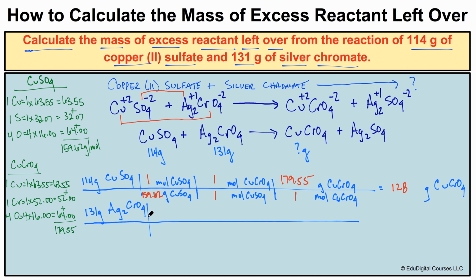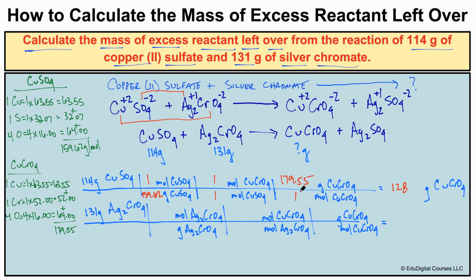The very first thing we're going to have to do is cancel out grams of silver chromate. So we'll put that at the bottom, and figure out the number of moles of silver chromate. So we'll put that at the top. We're then going to have to cancel out moles of silver chromate. So we'll put that at the bottom, and we're going to figure out the number of moles of copper chromate, or copper 2 chromate, sorry, so we'll put that at the top. We're then going to cancel out moles of CuCrO4 and figure out the number of grams of CuCrO4.